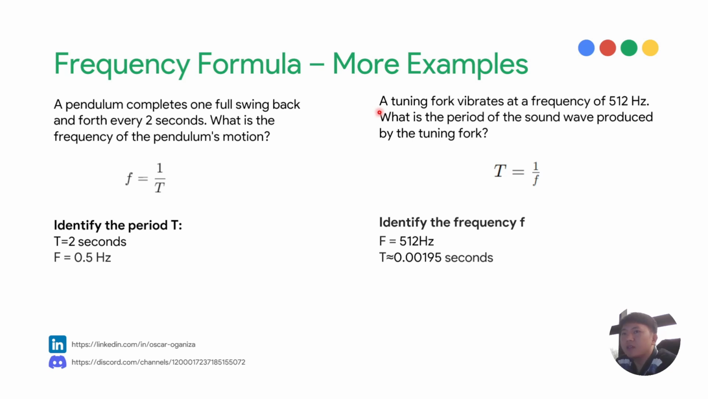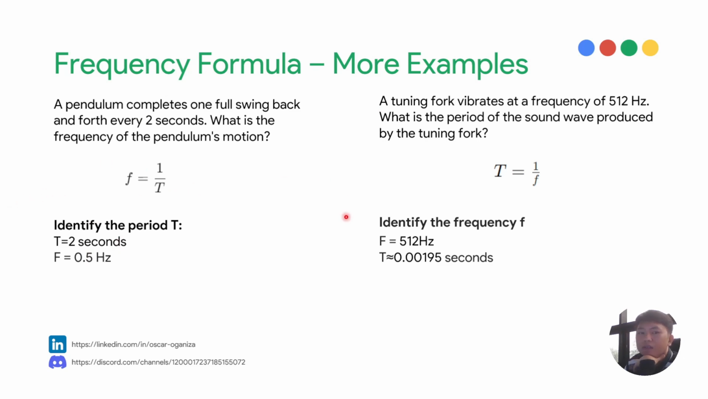Here are some other examples. A pendulum completes one full swing back and forth every 2 seconds. What is the frequency of the pendulum's motion? Again, frequency is equal to 1 over t, so 1 over 2. That's basic, 1 divided by 2 is 0.5.